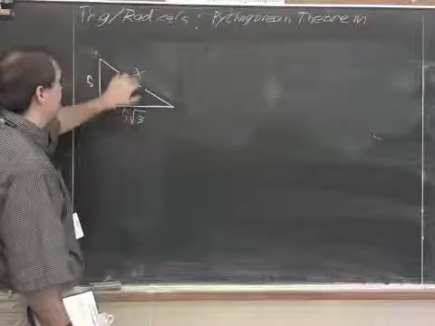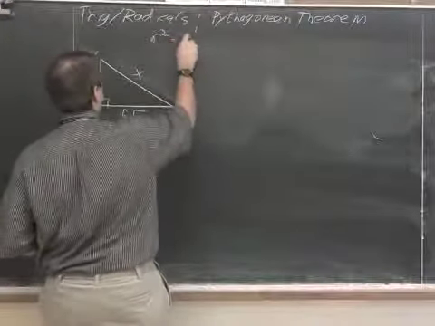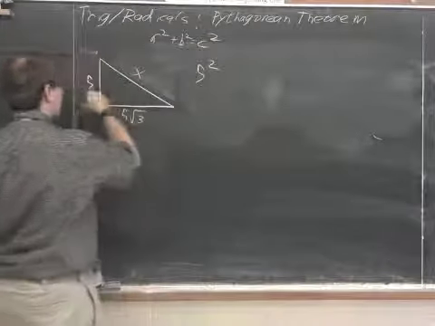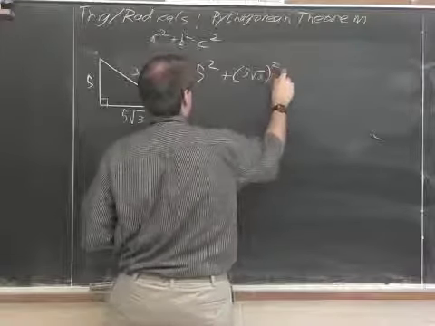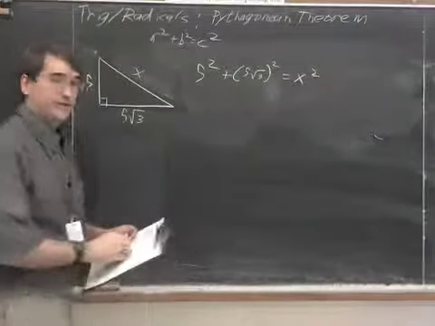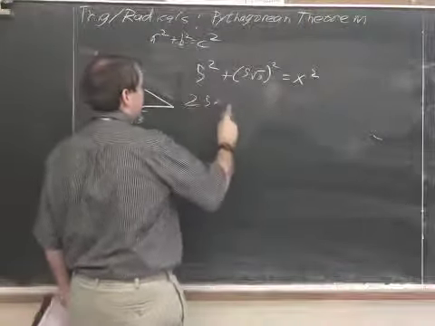Suffice it to say, we have these two sides and I'm looking for that third side. My formula again is that a squared plus b squared equals c squared. And so what I have here is that 5 squared, that side, plus 5 radical 3 squared equals x squared. We don't know what x is, but that's what we're going to find out. 5 squared, as you well know, is 25.